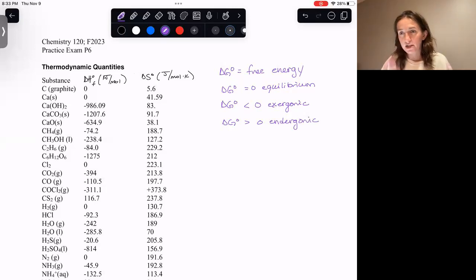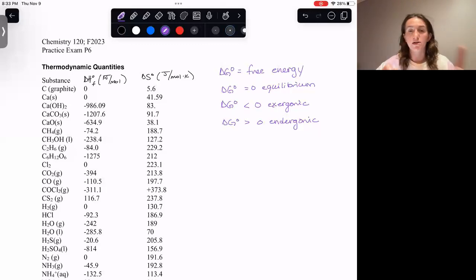Exergonic is preferred by the universe. We would like this free energy to be released. But at 0, we're at equilibrium, the special case of delta G equal to 0, and this is where we have the most reversible reaction. So the closer you get to equilibrium, the more reversible the reaction can be, right?